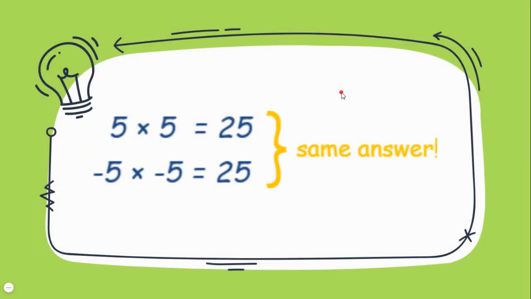So this is really nice because it's really easy. It means that if I have 5 into 5, it's going to be 25. And if I have minus 5 into minus 5, I will still get the same answer. Okay, so very, very easy to remember. The rule is actually that minus into minus is going to give you plus.